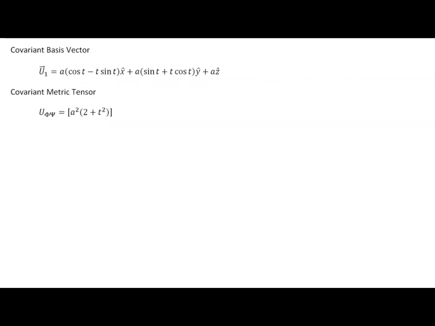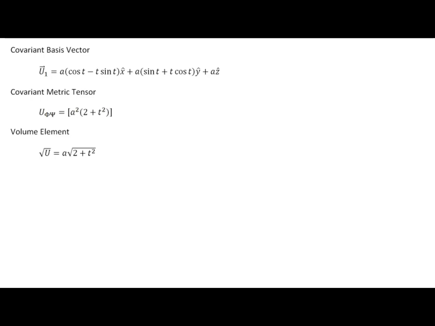Next is the volume element. The volume element is just the square root of the determinant of our covariant metric tensor. And in the case where there's only one component in the matrix, then that one component is also equal to the determinant. So all we've got to do is take the square root of this individual term. That gives us this for the volume element.